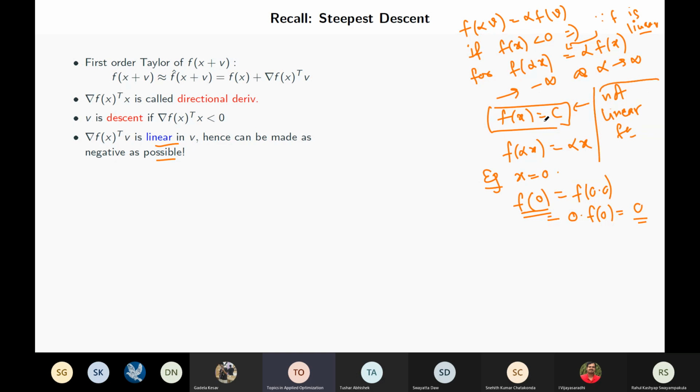Okay, so in this case, obviously there is no hope. I mean, even if c is negative, we cannot make it unbounded. But we are talking about linear functions. So with linear functions, if someone gives you a negative value, you know that the function is going to be unbounded for sure, right? Okay, so this is what we have now.